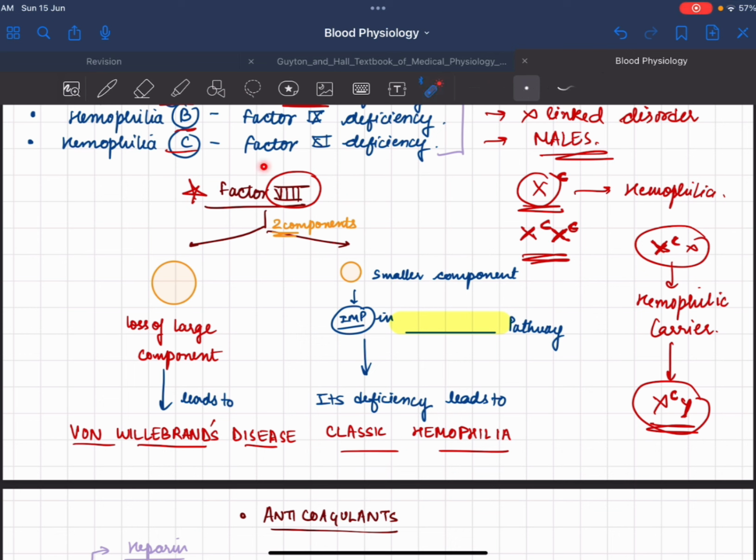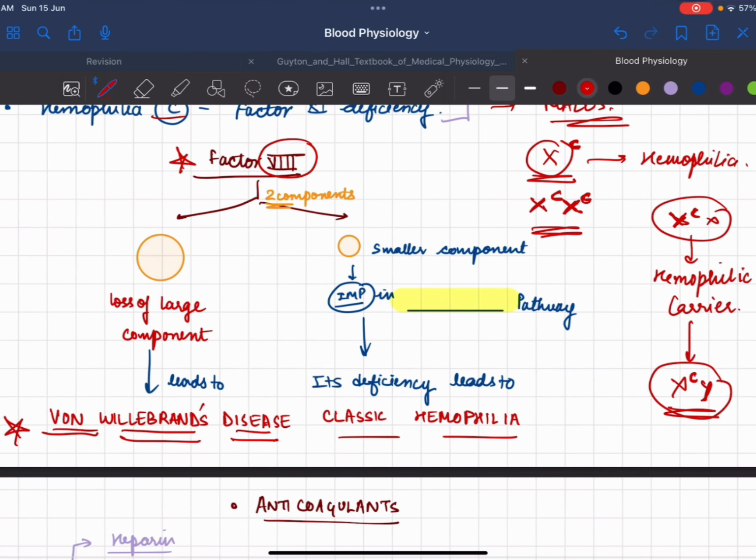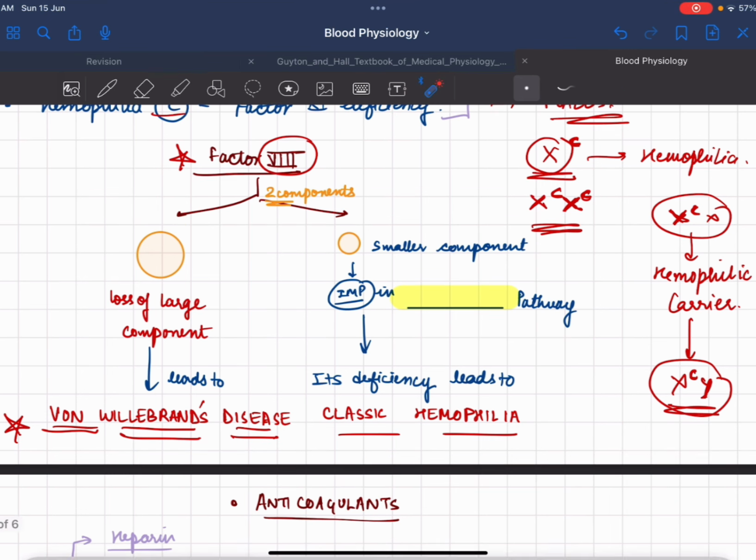So in factor 8 there are two components, one large fragment or large component and a smaller component. Okay, so if there is loss of the larger component, this will lead to von Willebrand disease. Whereas if there is loss of the smaller component, which is important in the intrinsic pathway, this will lead to classical hemophilia.